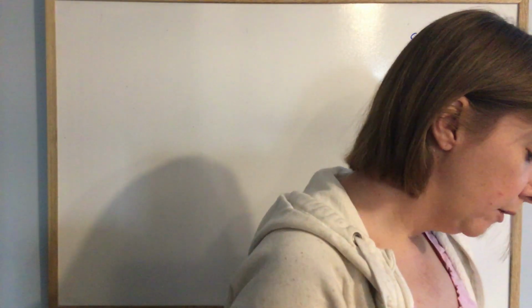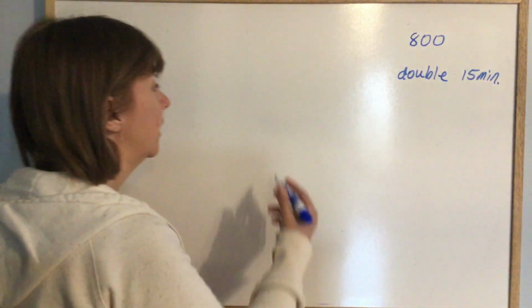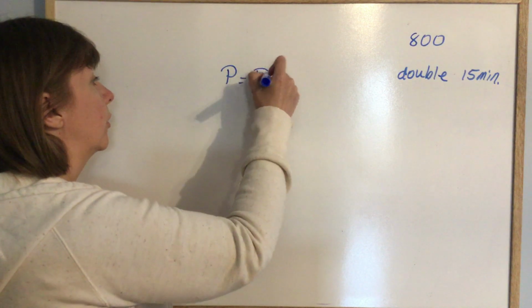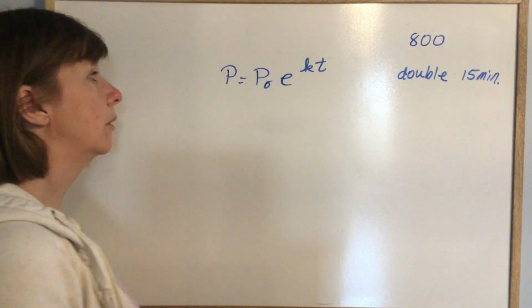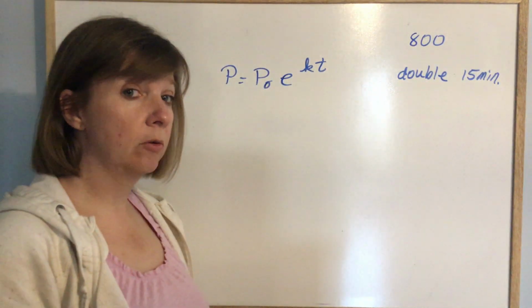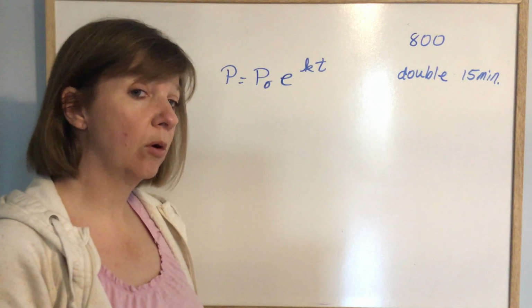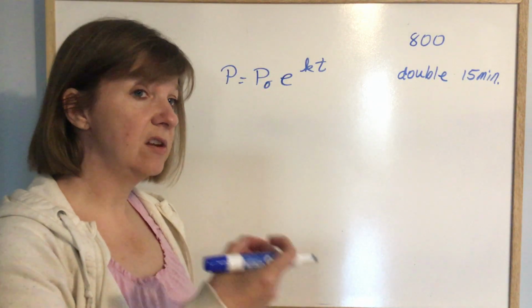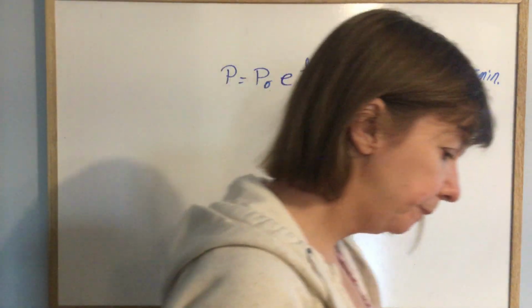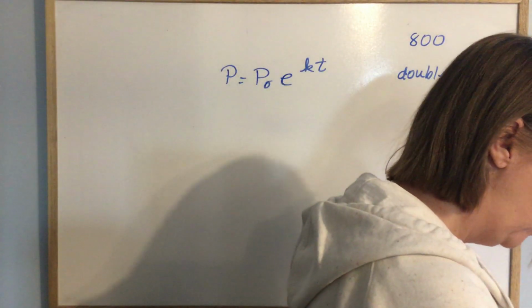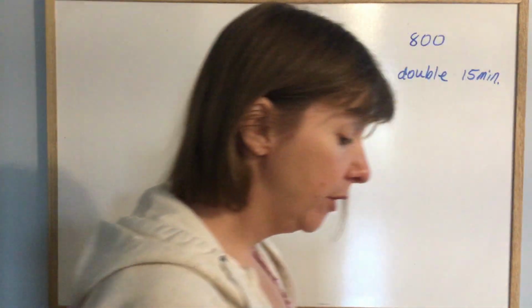Determine the formula for the number of bacteria at time t. So again, this is exponential growth, so we're going with our standard formula: the population is equal to the original population, or your starting population, times e, because it's continuous growth, to the kt. K being your growth constant, t being your time. So we know that it doubles every 15 minutes.